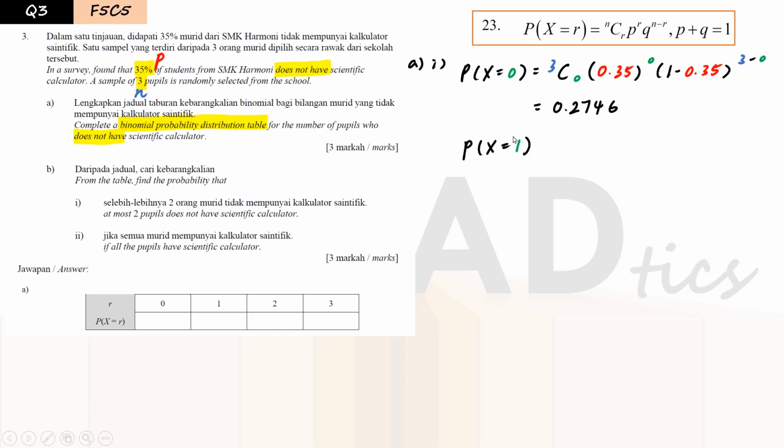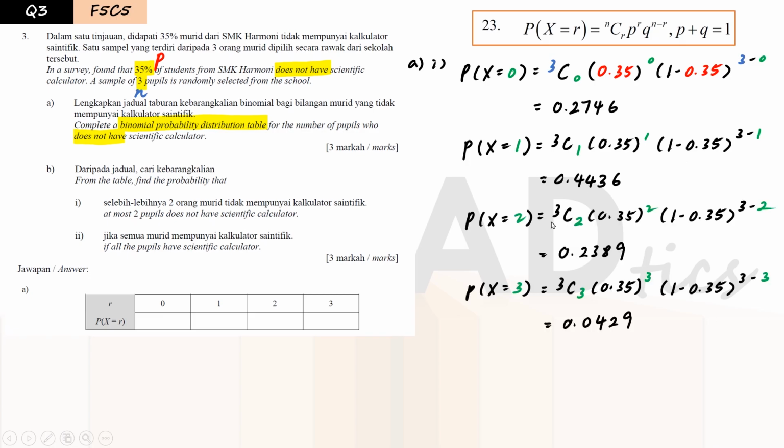The same goes for P(X = 1), the probability where x is equal to 1. 3C0 here, we need to change to 3C1. The rest of the things will be the same: p will be the same, the r here needs to change to 1, the q is the same, n here will be the same, and the r here will be changed to 1. Then you can find the probability as well using the calculator. This would be the workings for x equals 2 and x equals 3. In the exam, please write out all the workings. Don't skip any of them.